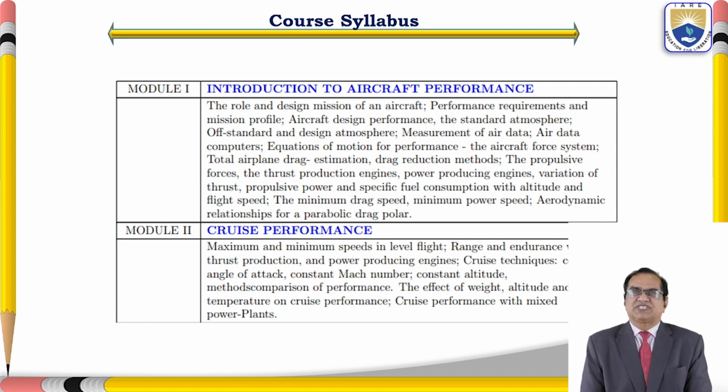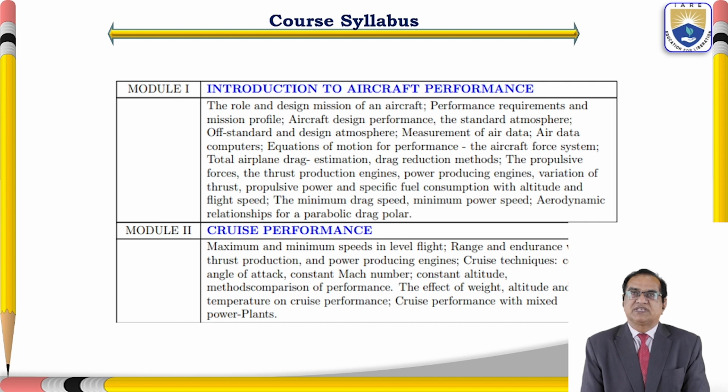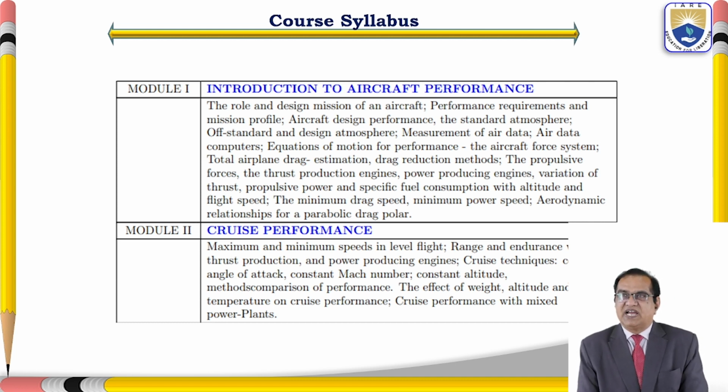Module 2 consists of the cruise performance. In that we have the maximum and minimum speed in level flight, range and endurance with thrust producing and power producing engines, cruise techniques, constant angle of attack, constant Mach number, constant altitude methods, comparison of performance, and the effect of weight, altitude and temperature on the cruise performance with mixed power plant.